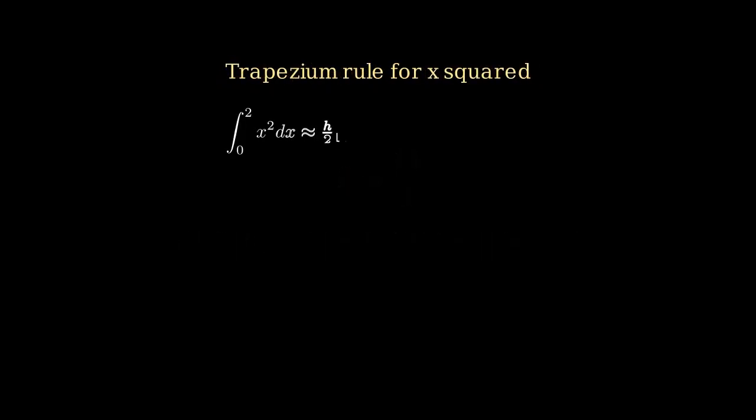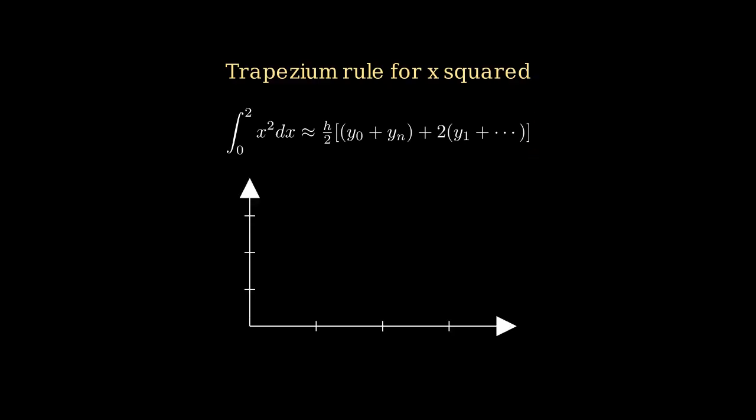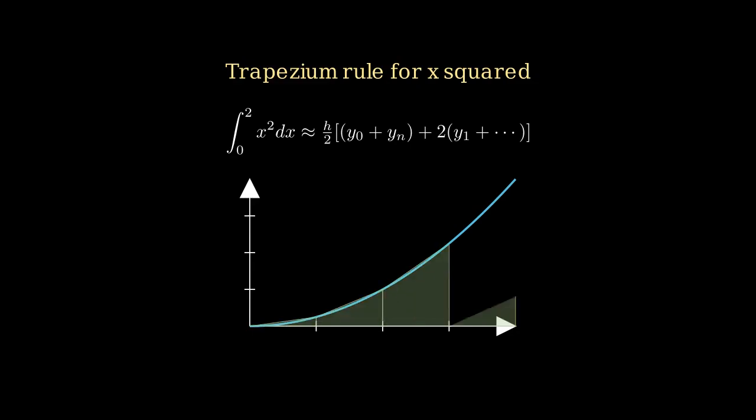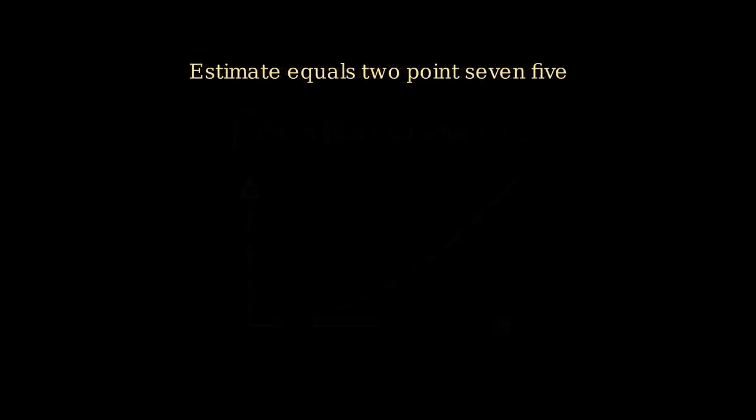Next, we estimate the integral of x squared from 0 to 2 using the trapezium rule, which states that the integral is approximately half the strip width times the sum of the first and last values plus twice the sum of the middle values. Applying this with the given strips gives an approximate value of 2.75. Checking, this is close to the exact value of the integral, which is 8/3, or approximately 2.67.